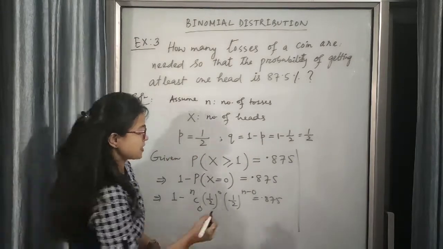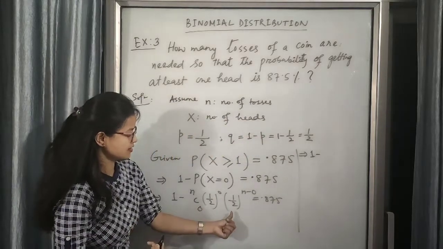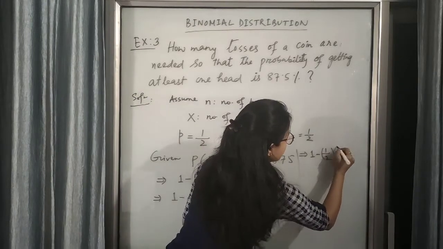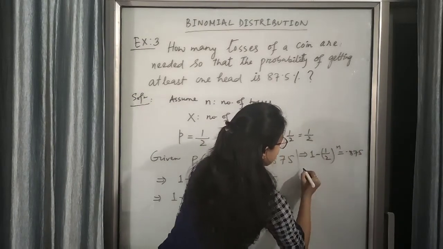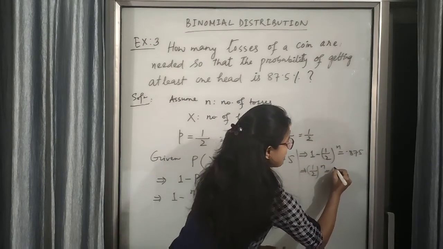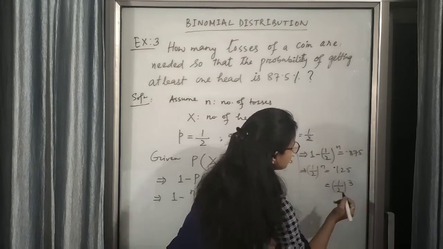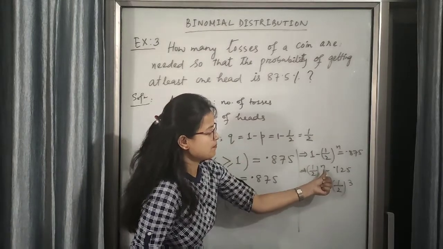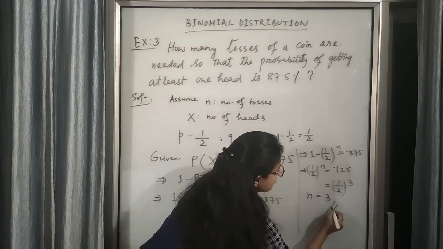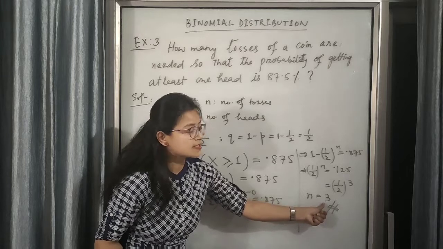Simplifying this part, nC0 is 1, (1/2)^0 is 1, (1/2)^(n - 0) is (1/2)^n, so 1 - (1/2)^n = 0.875, so (1/2)^n = 1 - 0.875, giving 0.125, which we can write as (1/2)^3. Now the base is the same on both sides, so the powers are also the same. So the number of tosses of a coin that we need is 3.